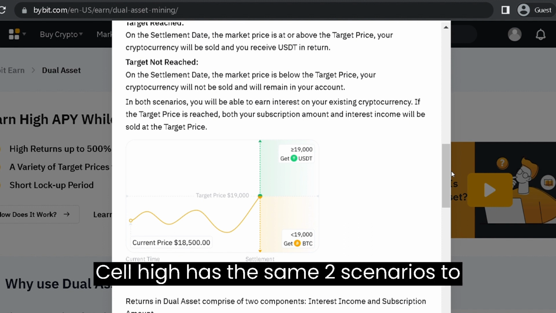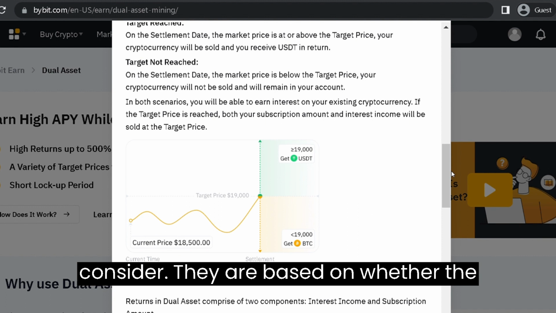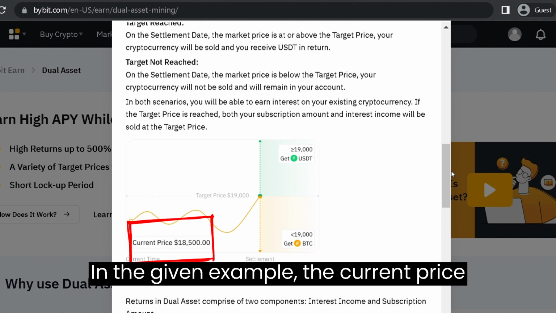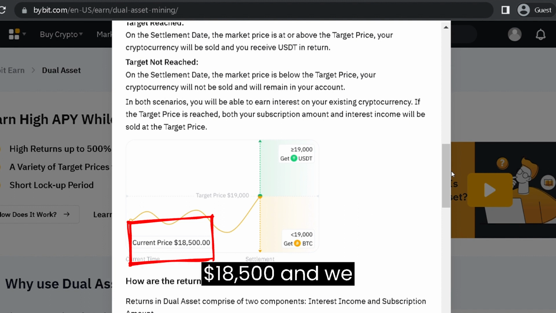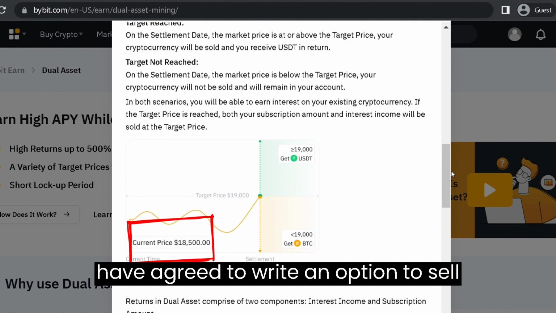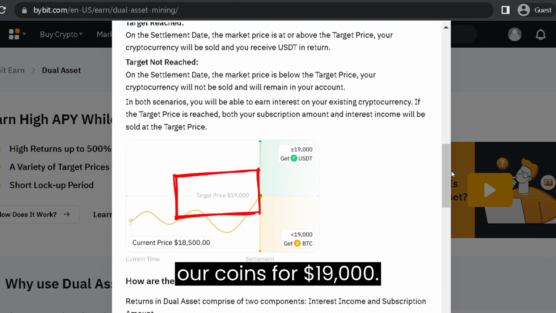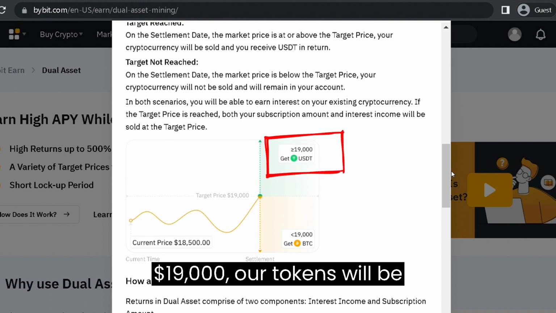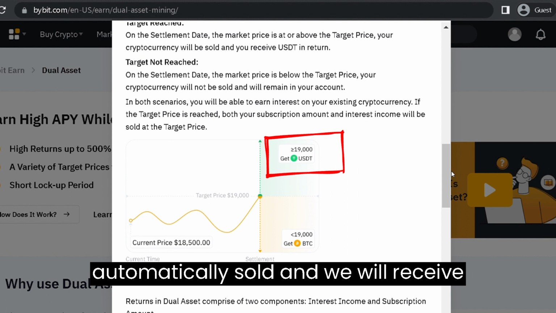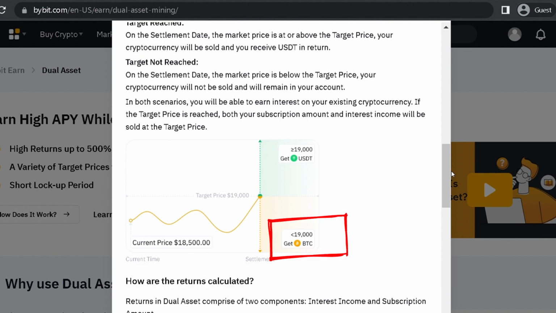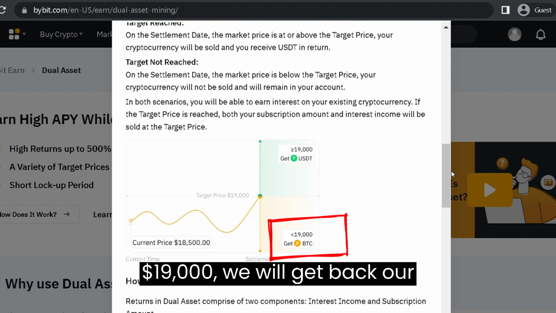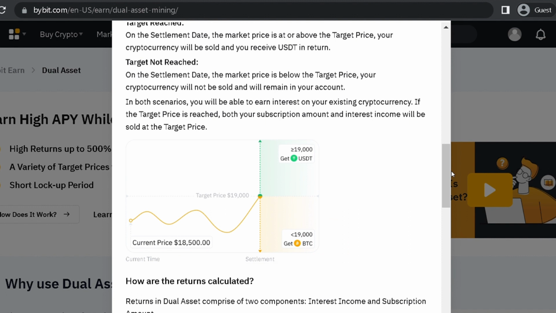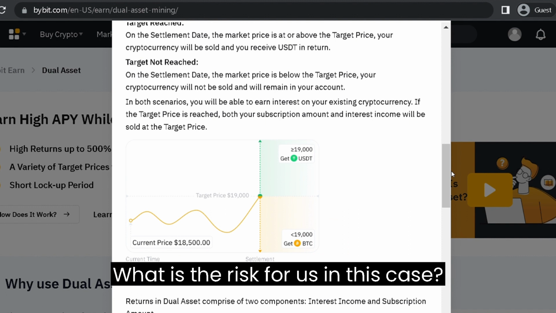Sell high has the same two scenarios to consider. They are based on whether the price reaches the target or not. In the given example, the current price of Bitcoin is $18,500, and we have agreed to write an option to sell our coins for $19,000. If the price reaches or is above $19,000, our tokens will be automatically sold, and we will receive the premium in USDT. However, if the price stays below $19,000, we will get back our coins and receive the premium in the same coin. What is the risk for us in this case?